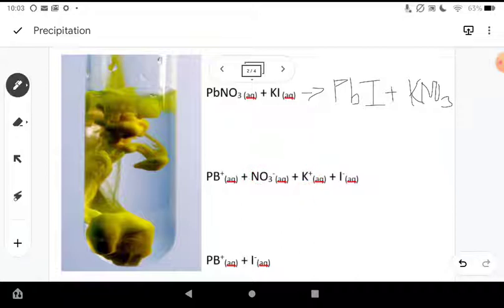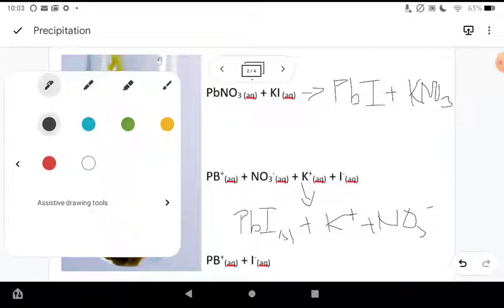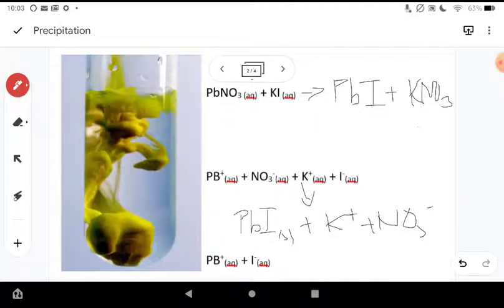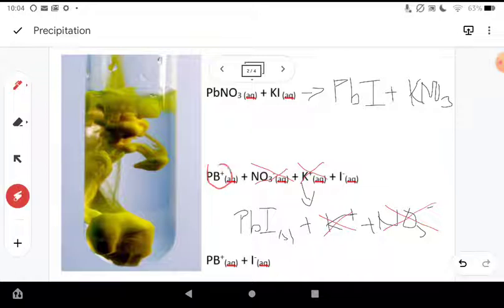So when you actually do this, the reaction would look like PbI2, which is a solid, plus K+, which is aqueous, plus nitrate, NO3-, which is aqueous. Aqueous means dissolved. Now, what you'll notice is that actually the nitrate doesn't change. It's NO3- there and NO3- aqueous there. The potassium doesn't change. K+ aqueous there and K+ aqueous there. So actually, the only things that have changed here are these two.